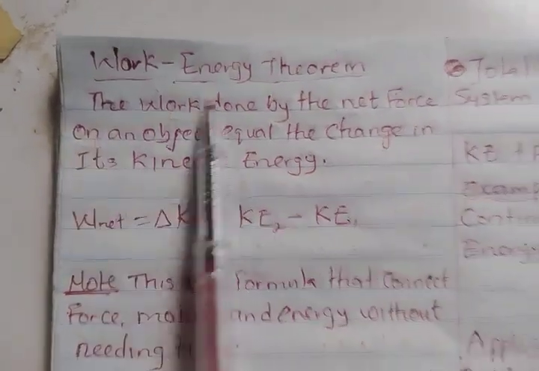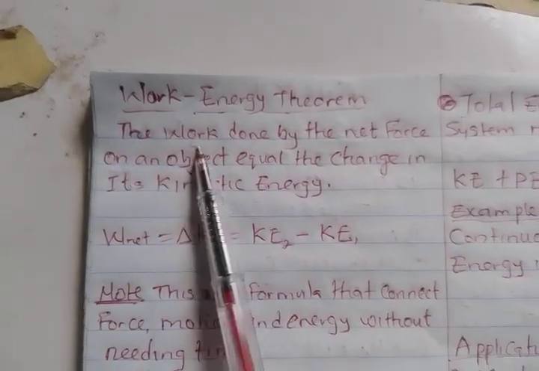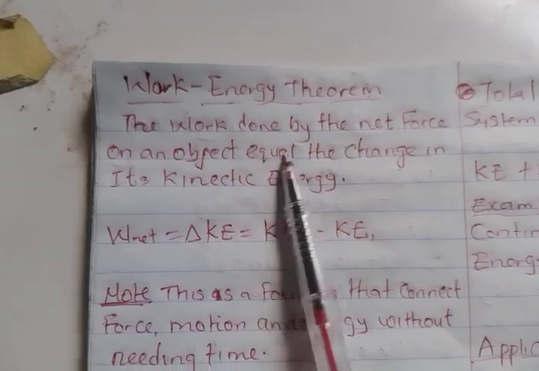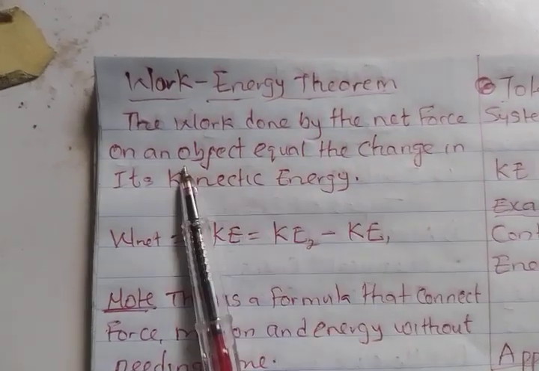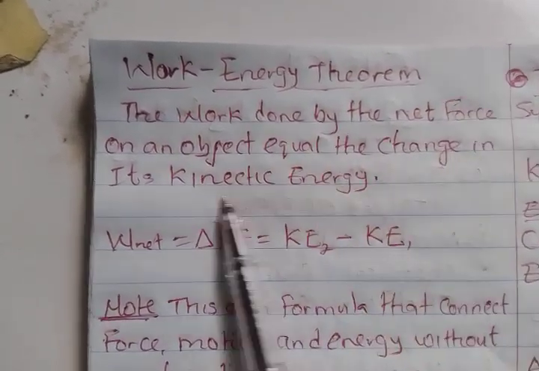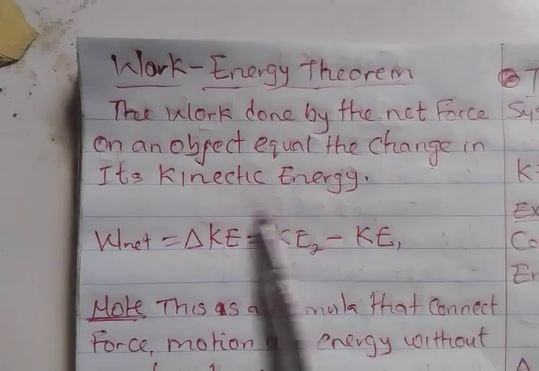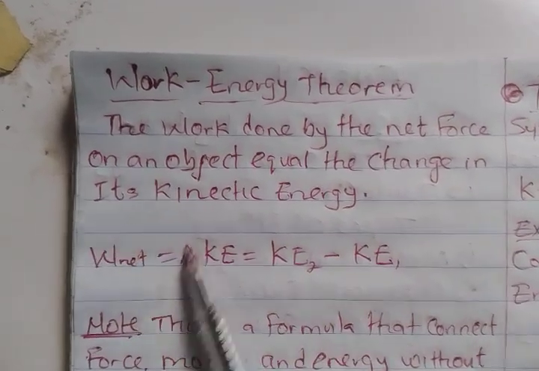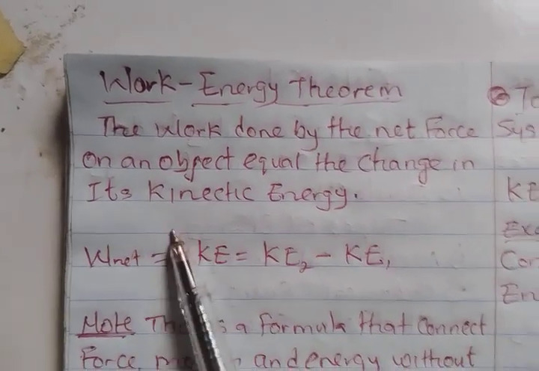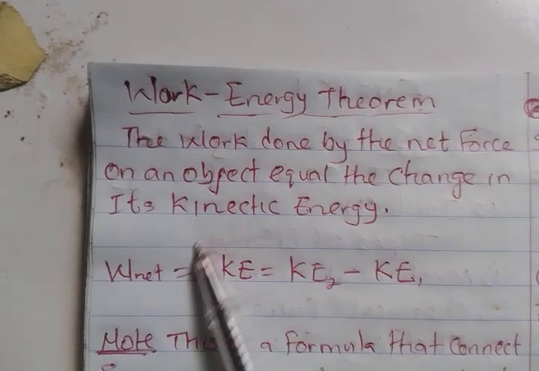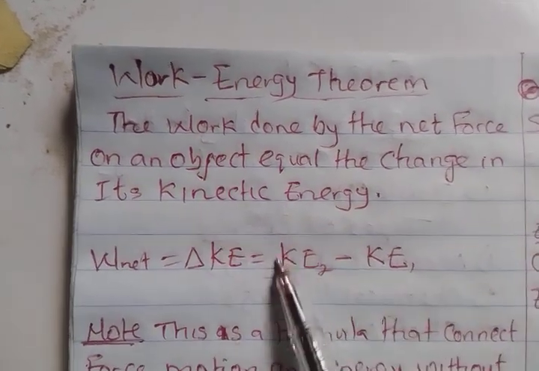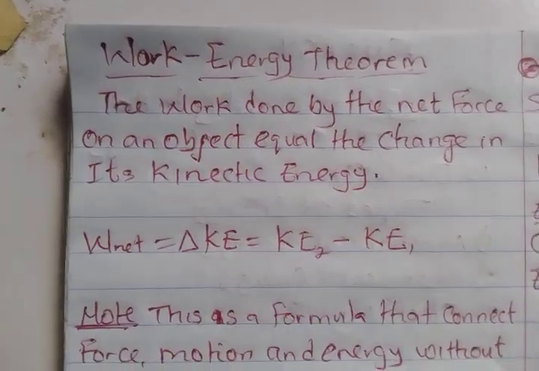Now we are talking about the work-energy theorem. It says the work done by the net force on an object equals the change in its kinetic energy. So we can get the work done on an object or a body by just finding the change in its kinetic energy: the final kinetic energy minus the initial kinetic energy.